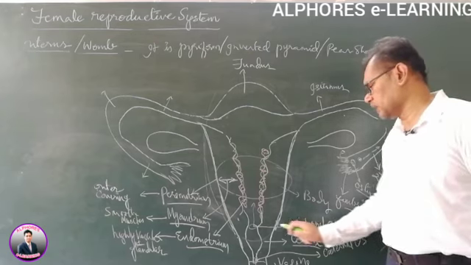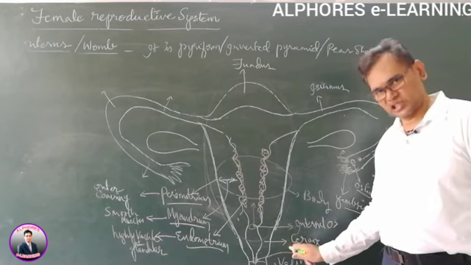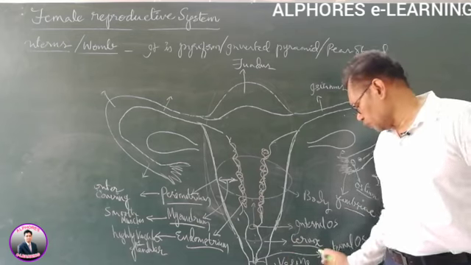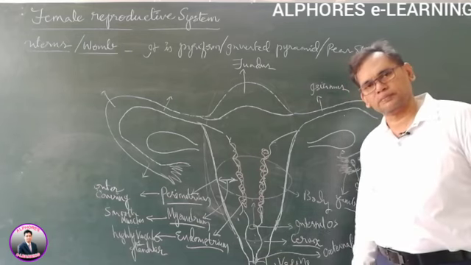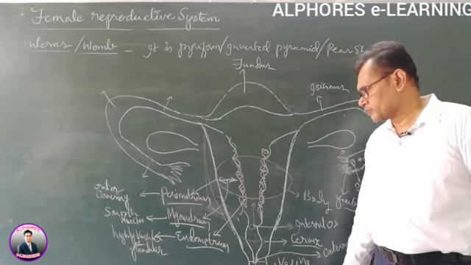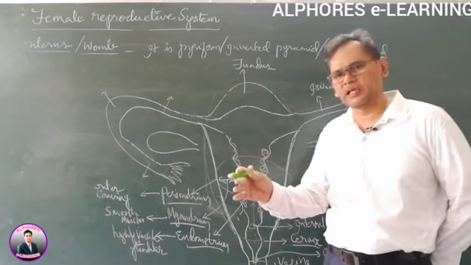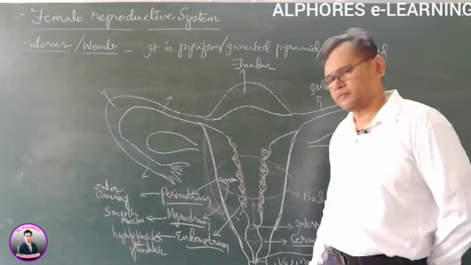Through internal os it is connected to the cervix. Cervix, through internal os it is connected to the uterus, and through external os it is connected to the vagina. Now if you observe, these are the three layers of which the uterus is made up.